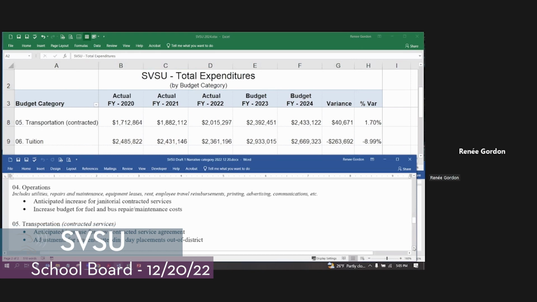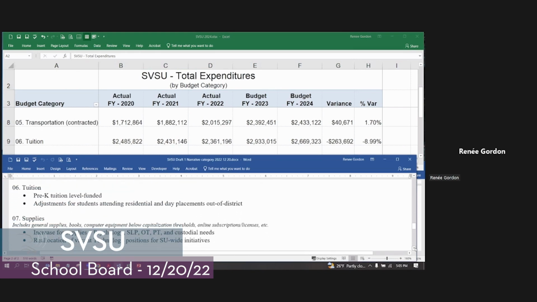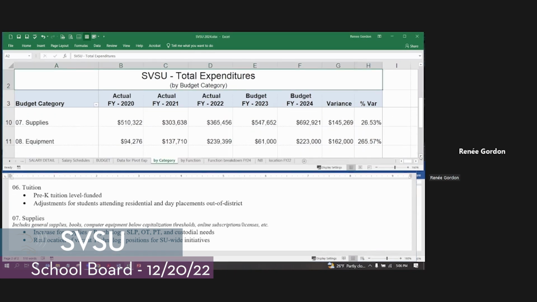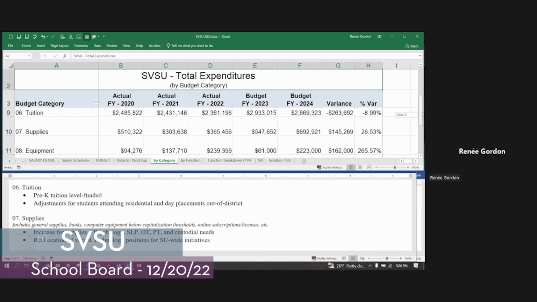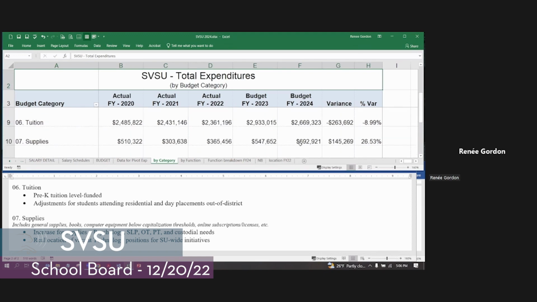06 is tuition, and what we have for tuition at the SU level is pre-K, and again, those students that might be attending out of district day placements. So working with Kate and her team in identifying the students, the adjustment that you're seeing there is the difference in what we're anticipating for students to not be out of district next year.